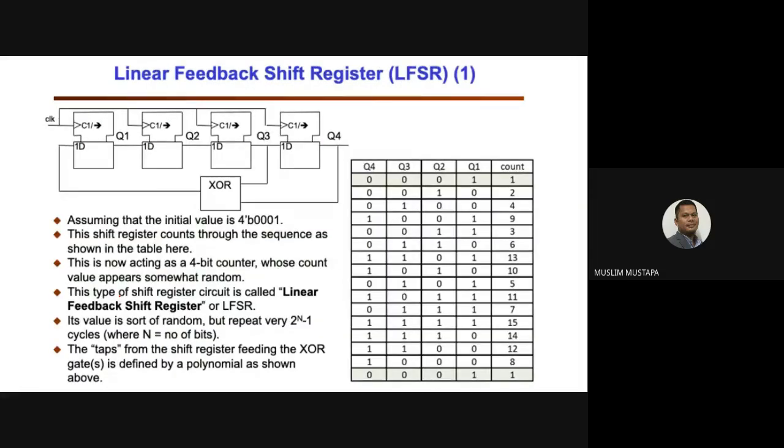Okay, so this is the example. This one we call a linear feedback shift register. To understand what we mean by linear, there must be a pattern. Whatever it is like this, it's going to repeat again. It's going to repeat again. So when it's linear, there must be a pattern.